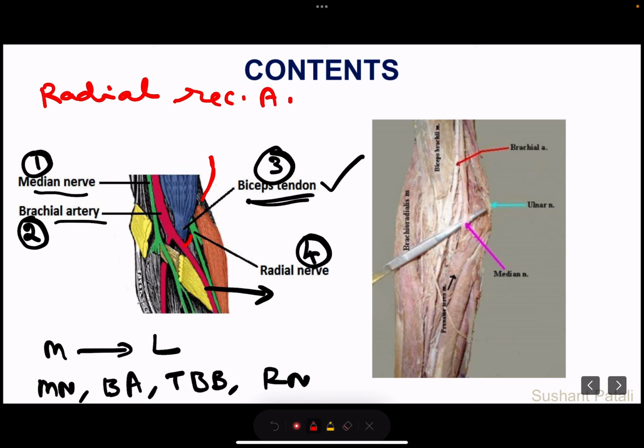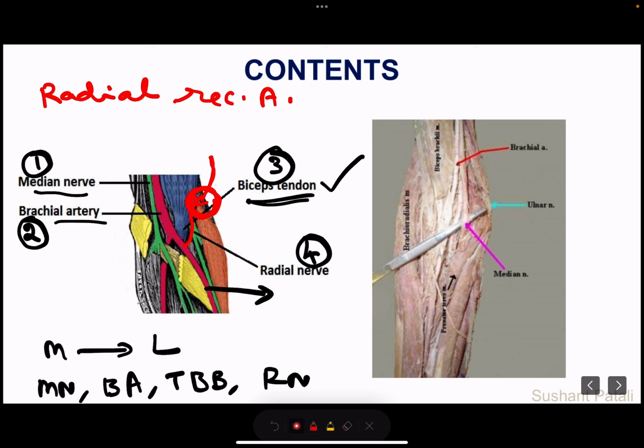And here we have an artery going upwards from the radial artery called the radial recurrent. So these two arteries anastomose with each other in front of the lateral epicondyle. So that's of the radial artery. The other artery in the cubital fossa is the ulnar artery.